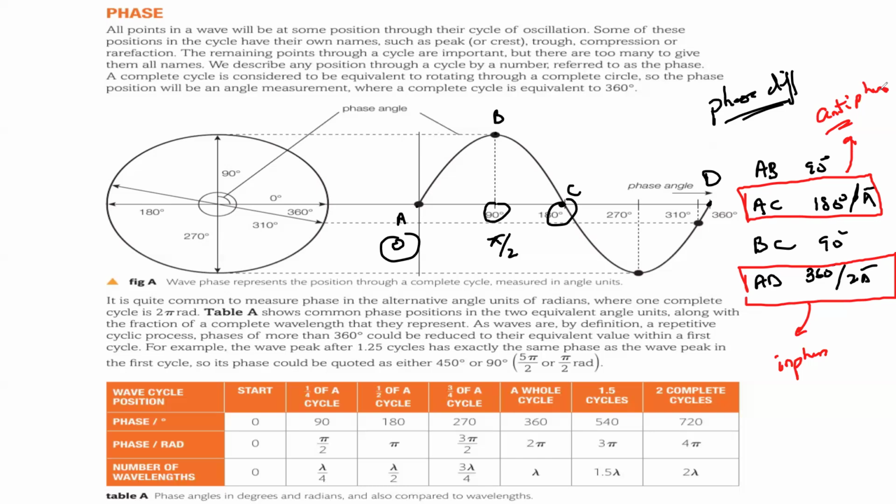For 90 and 270, we don't use a specific term, but for 180 or 360, we use a specific term. So if it is 180, it will be antiphase. If it is 360, it will be in phase. So between C and D also, for example, C is at 180, D is at 360. What is the phase difference between C and D? That is also 180, or we can also say pi radian.